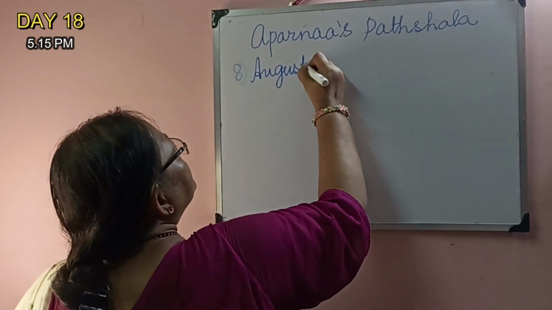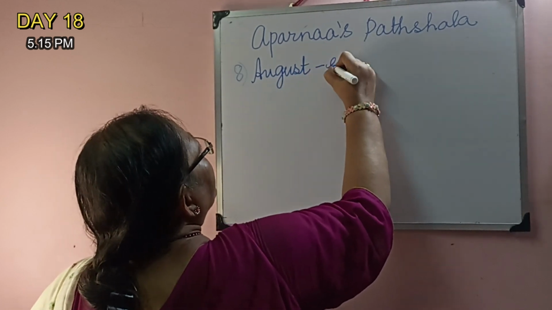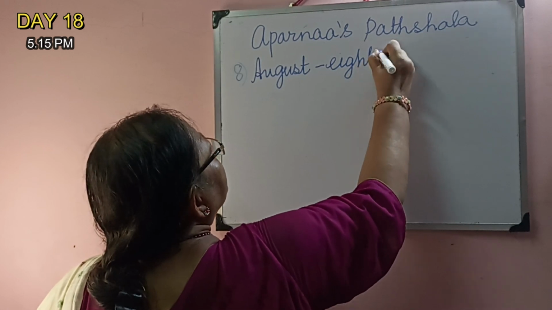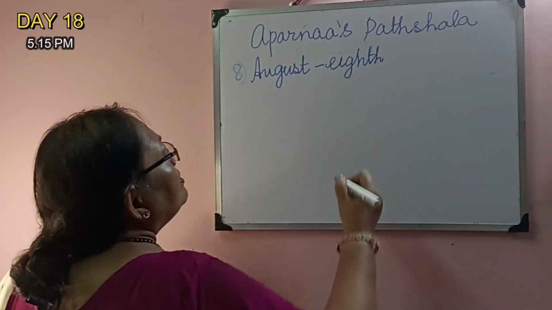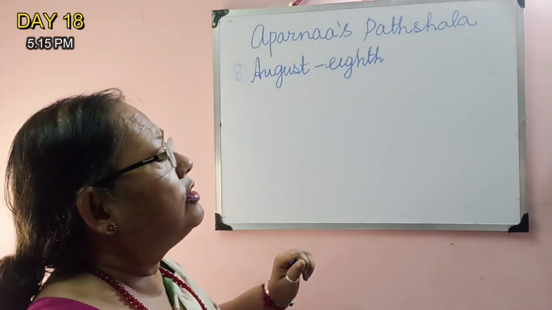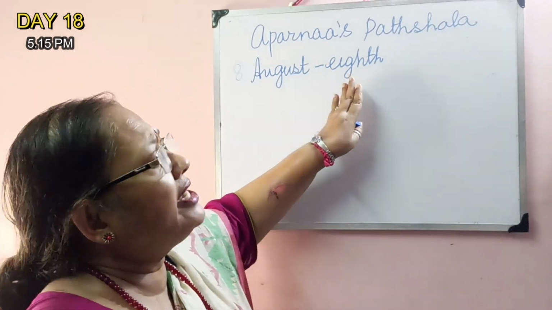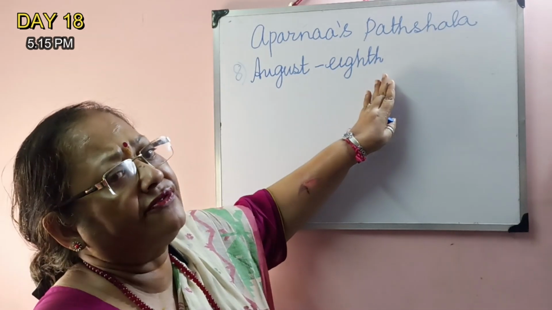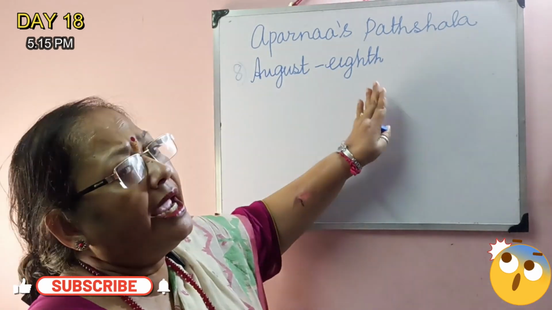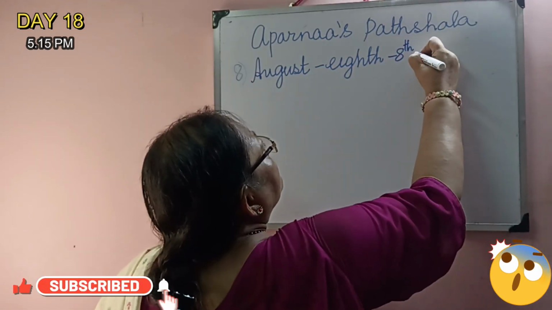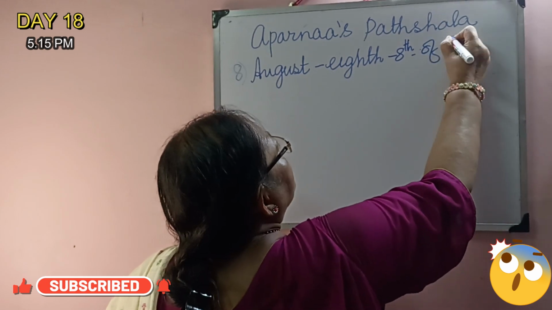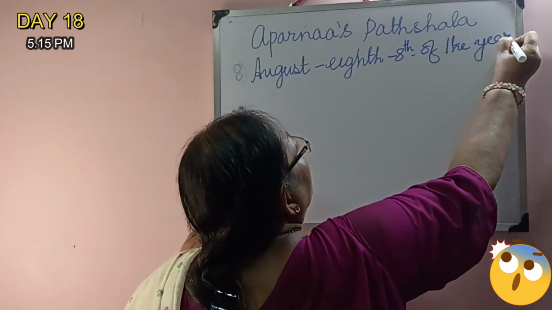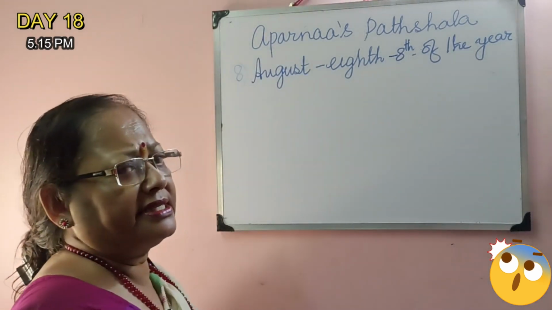A-U-G-U-S-T, August. This is the 8th, E-I-G-H-T-H. Don't make a mistake here. Write the spelling of 8 first, E-I-G-H-T, then put an H after it. Then it becomes 8th. 8th month of the year. As the space is very small, I am writing like this.